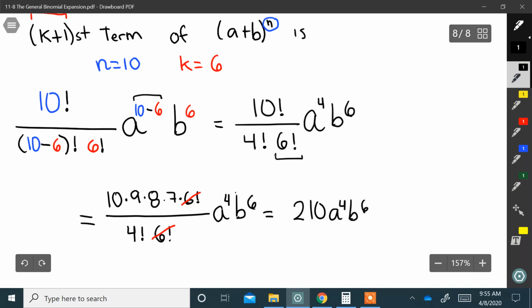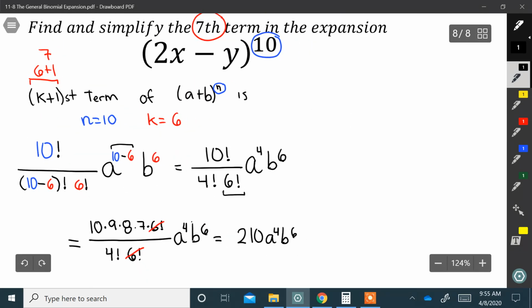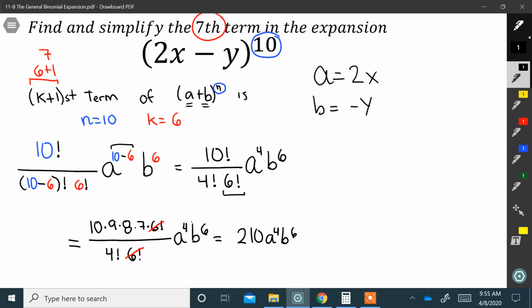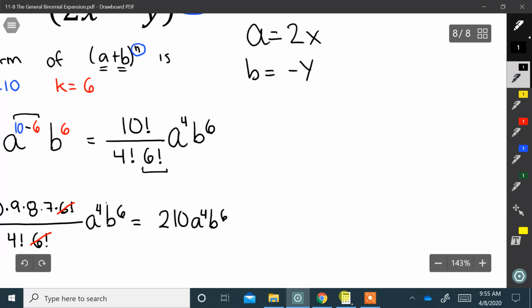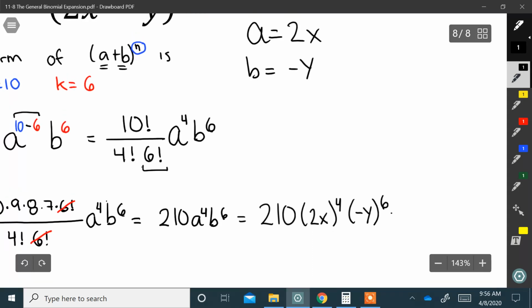Now we're not done here because what we did was we solved for a and for b. Well, in this case, a is 2x and b is negative y. So what I'm going to do now is I'm going to replace that a and that b with 2x and then negative y. So let's do that. So that a is going to get replaced with 2x to the 4th. And that b is going to be replaced with a 6. I'm sorry, with a negative y.